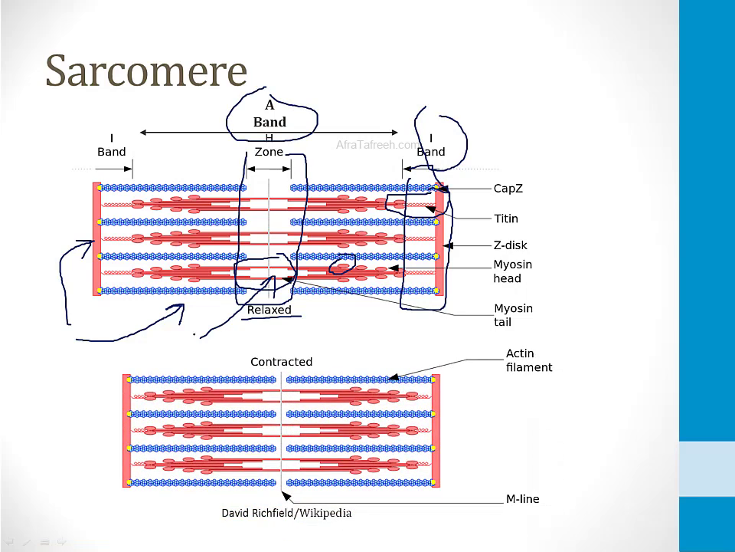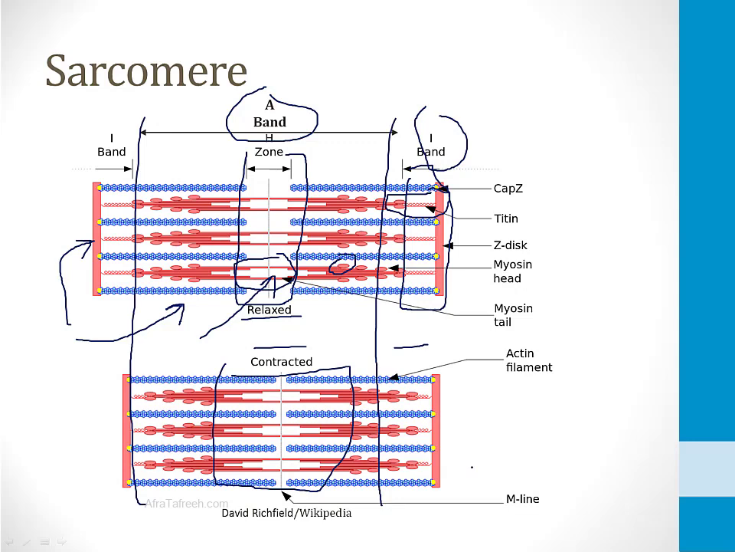And when the muscle contracts, it takes on this form shown down at the bottom. So now we have more actin and myosin overlapping. What's happened is that the H zone in the middle has shrunk, the I bands have shrunk, but notice that the A band has not changed in size. The A band is the same size in the relaxed or contracted state. And then finally, one other structure that you should be aware of is the M line. That's this line right down the middle of the sarcomere.